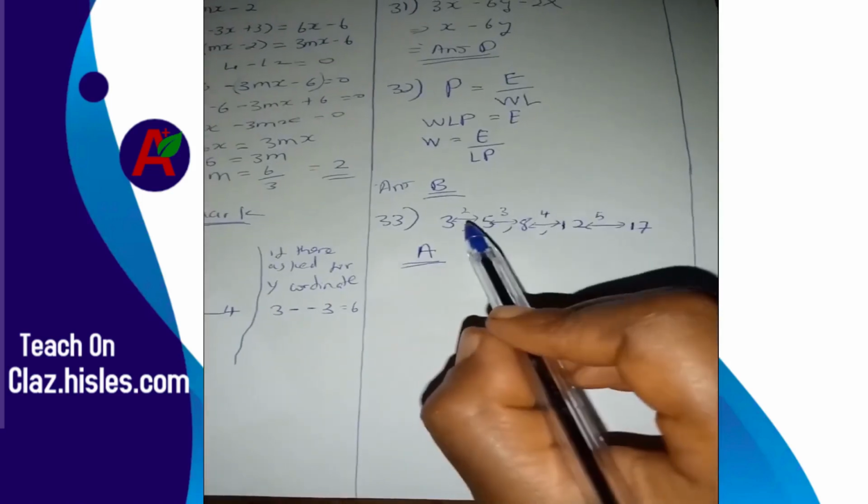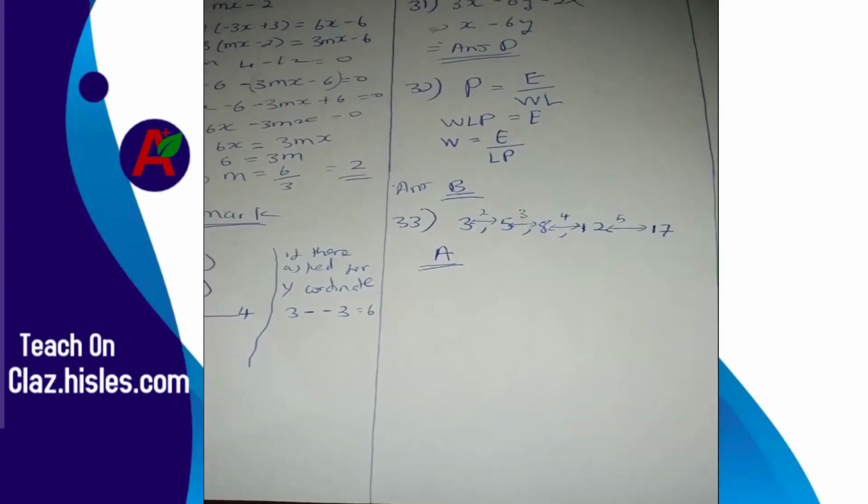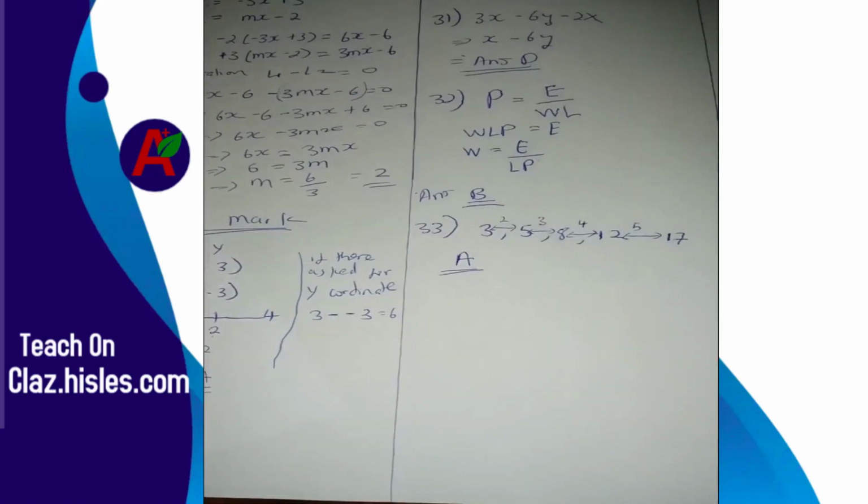Don't forget, this is not a geometric progression. This is not an arithmetic progression. You simply have to use common sense to see how the difference progresses among each term. So the answer to number 33 is A.